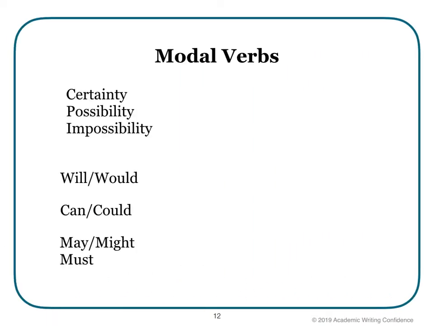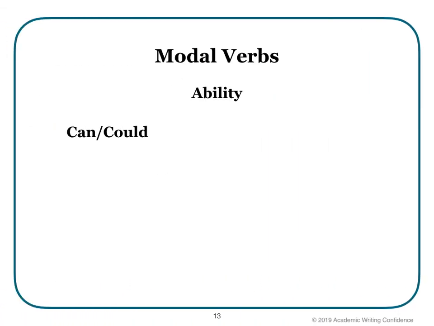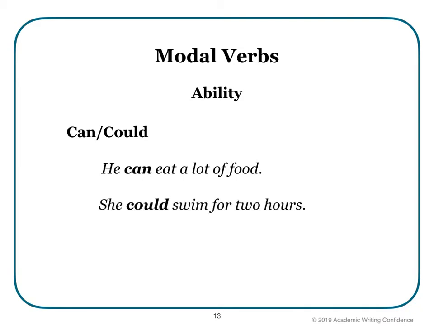So now we've talked about how modal verbs can show certainty, possibility, or impossibility. Now let's talk about how they can be used to show ability. We can use the words can or could to show ability. Somebody or something is able to do something. With the words can or could, we can say something like this. He can eat a lot of food. Or she could swim for 2 hours.